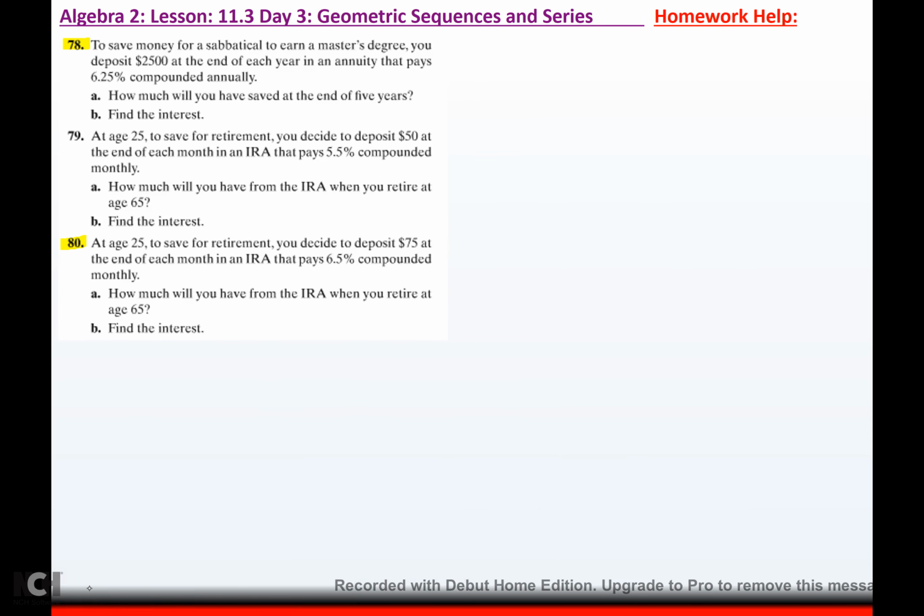All right, 78, to save money for a sabbatical to earn a master's degree, you deposit $2,500 at the end of each year in an annuity. So there your payment is $2,500. Your rate is 0.0625. You're compounding annually. And for A, they want time to be 5. And then find the interest, just like the example we did in the presentation. This one's another one where you're paying into an IRA, so it's going to be just like the ones we did in class.